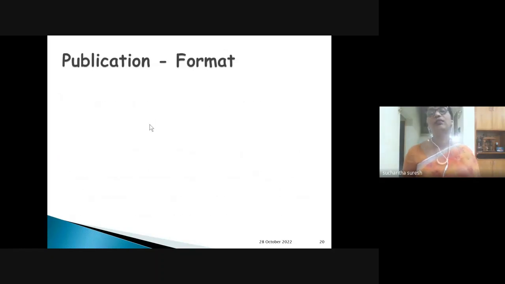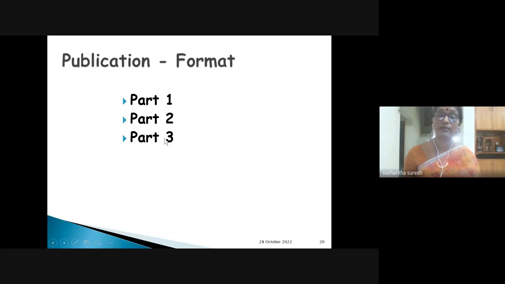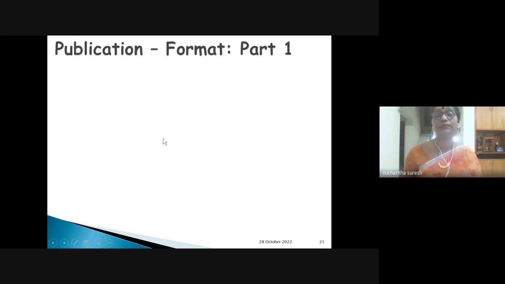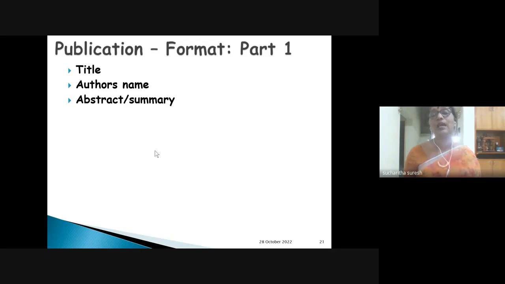Now let us see what the publication format is. All right. There are 3 parts in the publication: Part 1, Part 2, and Part 3. Let us take Part 1. What components will come in Part 1? Part 1 needs the title, author's name, abstract or summary, both are the same, and then keywords. Some journals call it a summary. These come under Part 1.